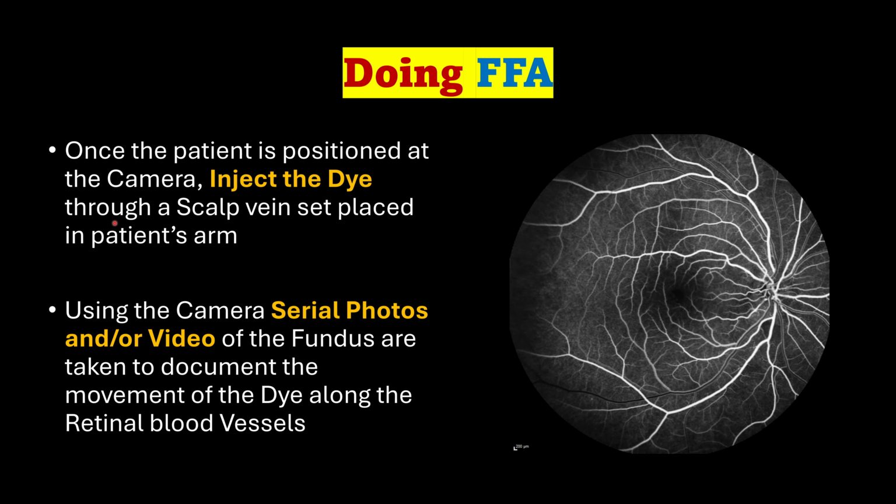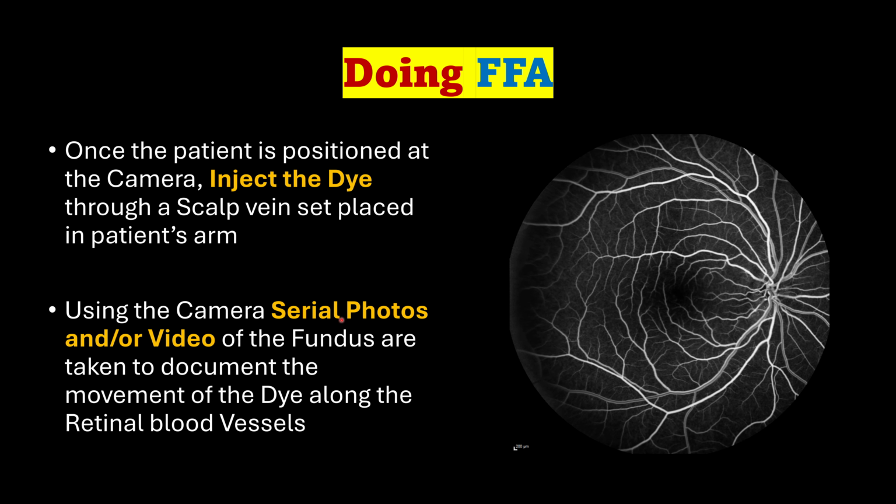Once the patient is positioned at the camera, we inject the dye through a scalp vein typically placed in the patient's arm, and as I've already said, the injection is given slowly inside the vein. Then, using the camera, a large number of photos are taken at frequent intervals to basically record the flow of the dye through the retinal blood vessels.